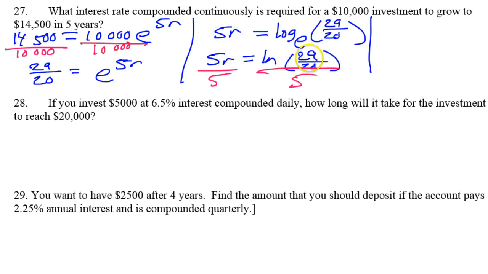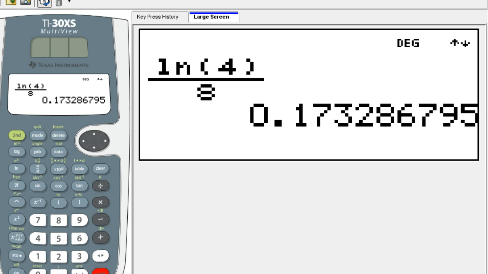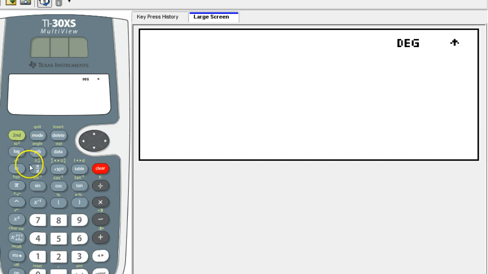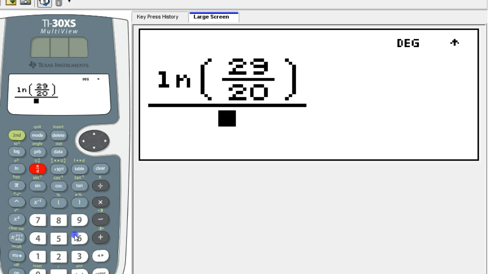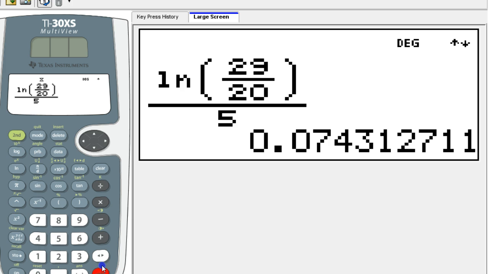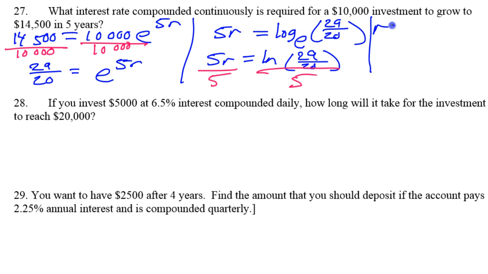Alright, so natural log 29 over 20, divided by 5. So we get this: 0.0743. All right, so that's 7.43%.